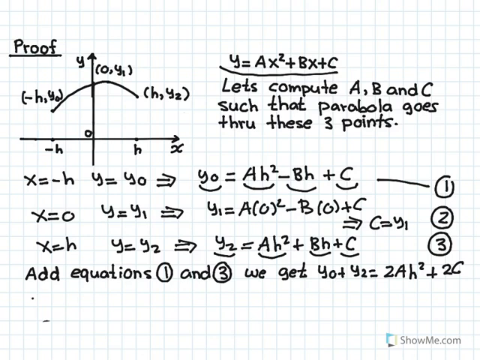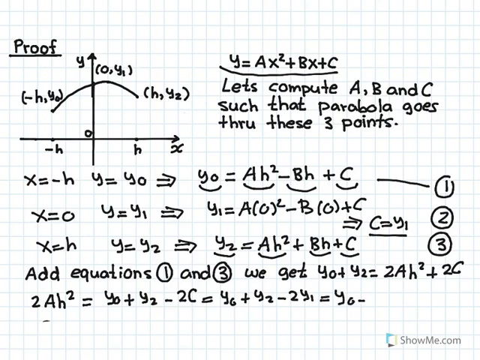So let's isolate 2ah squared. That is going to be equal to y0 plus y2 minus 2c. But we know from before that c is equal to y1. So we get y0 plus y2 minus 2y1. Let's rearrange this. We get y0 minus 2y1 plus y2. And c is equal to y1.